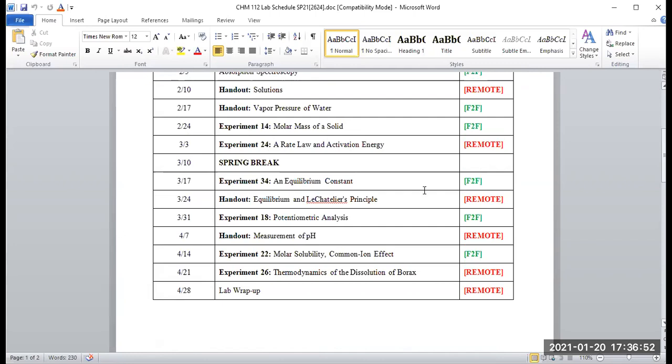Once you come back from spring break, it's a little bit more of an every-other-week thing. So 34, then Le Chatelier's, which is a mixture of a handout, which I'll be posting, as well as a video. There's the potentiometric one, which is a titration that we will be doing. Then measurement of pH, which is tied into experiment 18. And then we have molar solubility. And the last actual lab event of the semester is the thermodynamics of borax one.